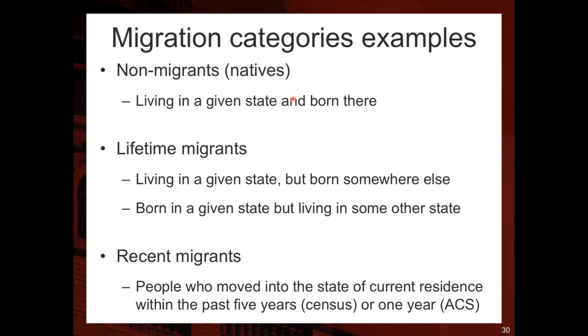So these are just some examples of categories that we can generate to categorize people by migration status. So non-migrants or natives are those living in a given state and born in the same state. Lifetime migrants are those living in a given state but born somewhere else. And somewhere else could be another state in the US or another country. But since here we are talking about internal migration, in this case, lifetime migrants are those living in a given state but born in another state within the US.